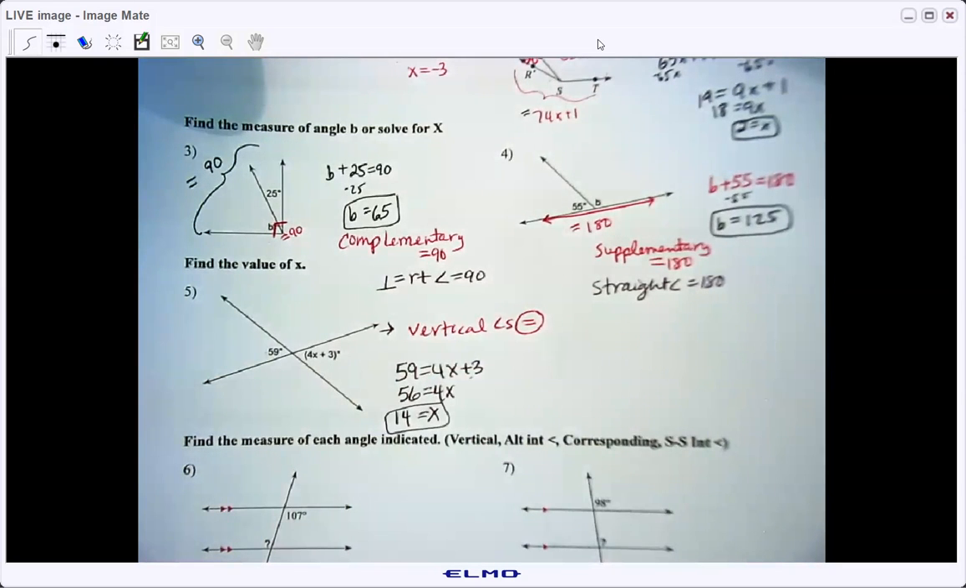So as you're writing this down, be sure to put the little notes that we're doing with it.